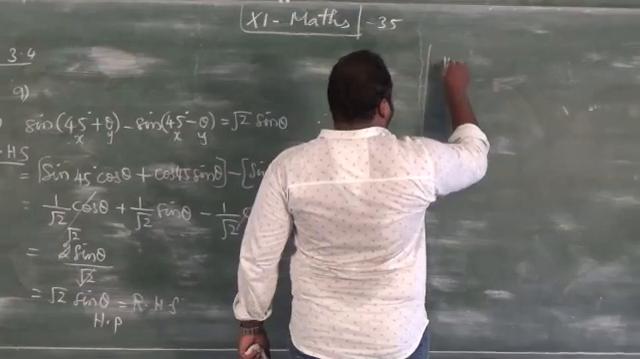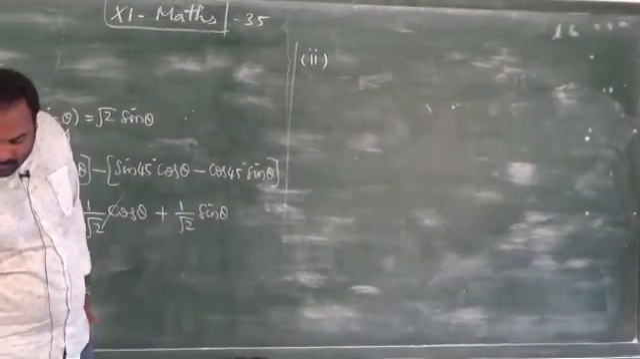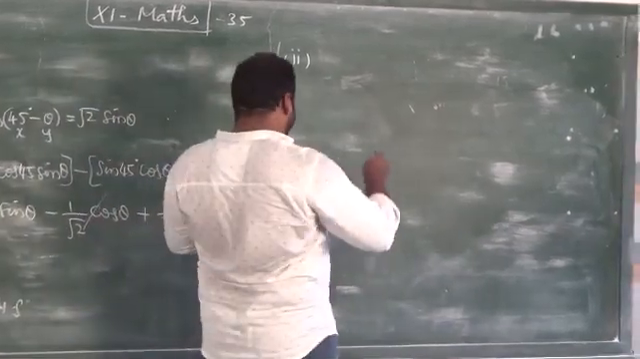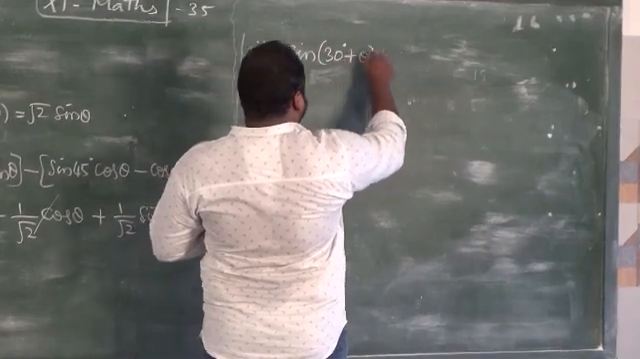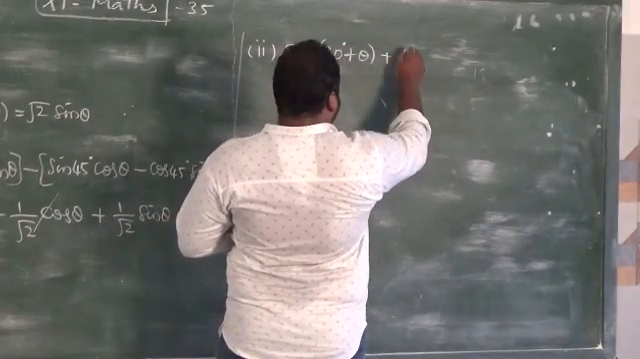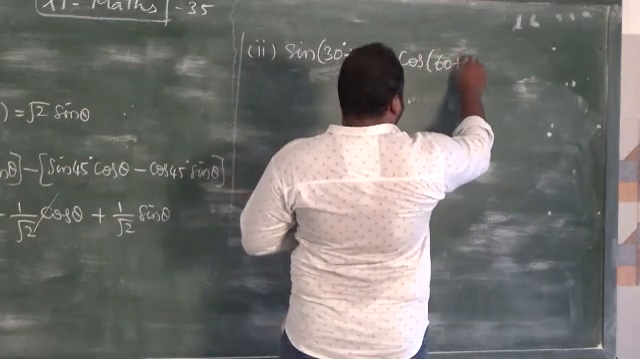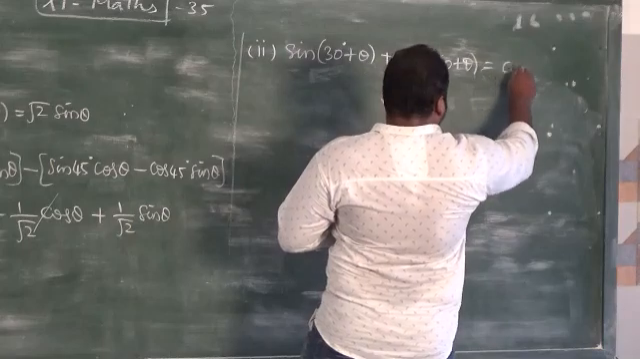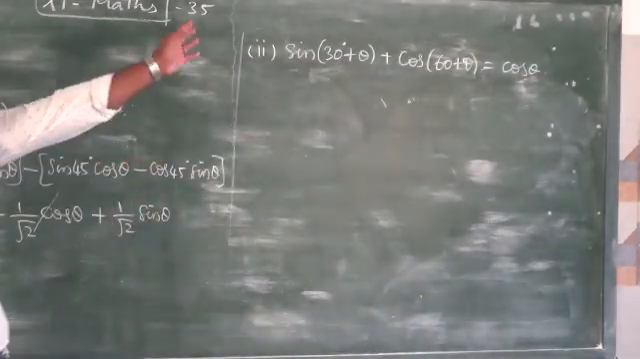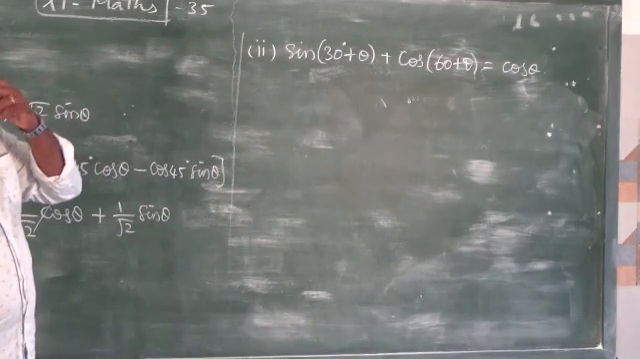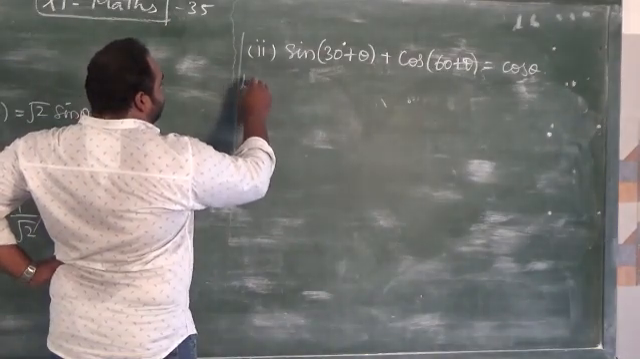So next, question number 2: sin(30° + θ) + cos(60° + θ) = cos θ. The same as the last problem. Here we are going to use the formulas for sin(A + B) and cos(A + B) on the left-hand side.